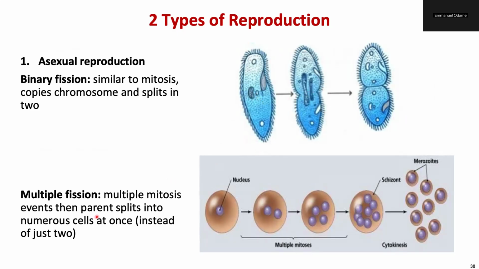And then we have multiple fission, where there's multiple mitosis happening in the parent. So let's say this is one protozoa, it divides its DNA, divides more, keeps dividing until it eventually makes a lot of daughter cells, which are then distributed, helping it to grow.